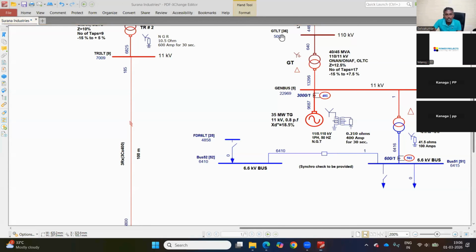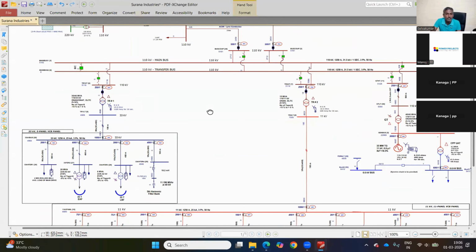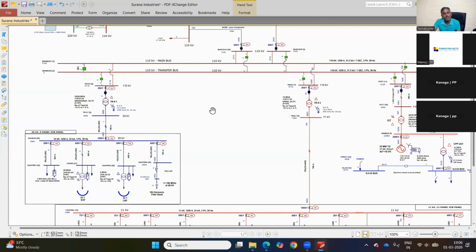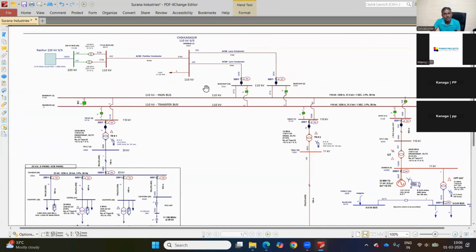Considering this, what are the studies which need to be performed? What are the softwares which we need to use? What's the voltage at which the system has to be connected? What are the voltage levels which you need? That's pretty much what we are going to talk about.